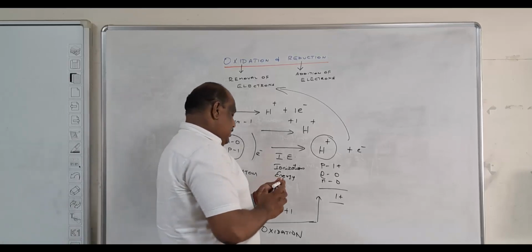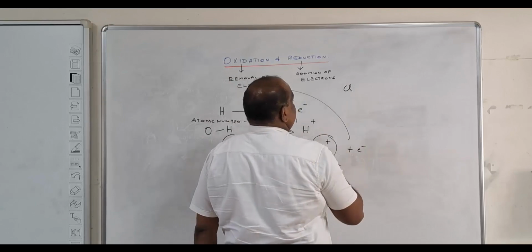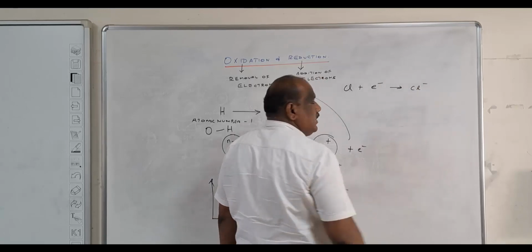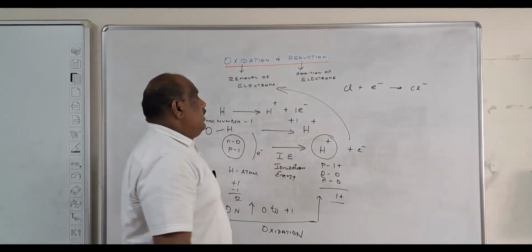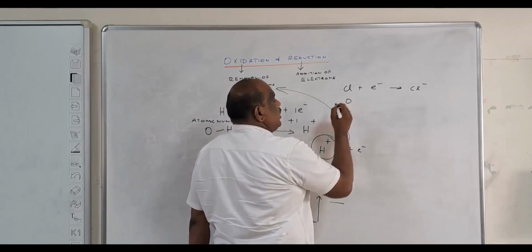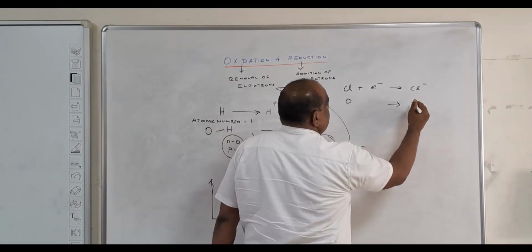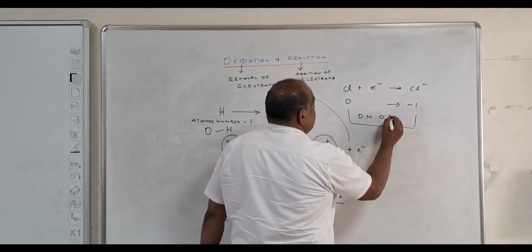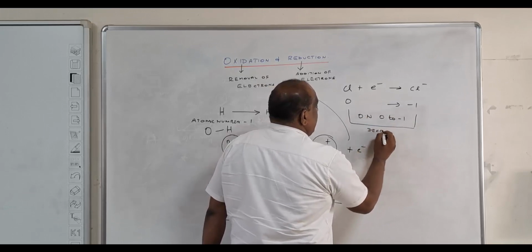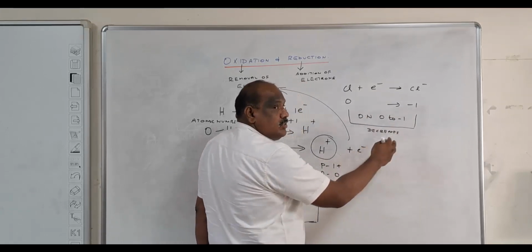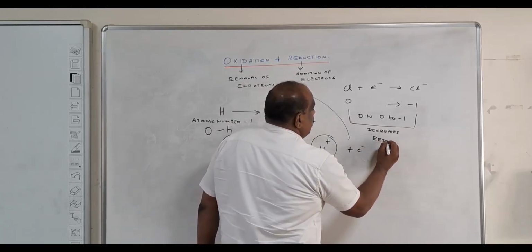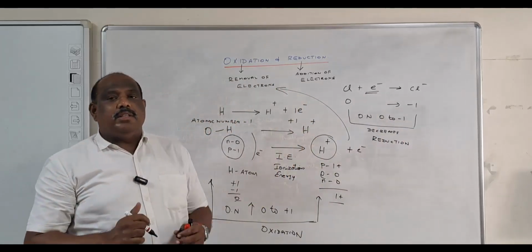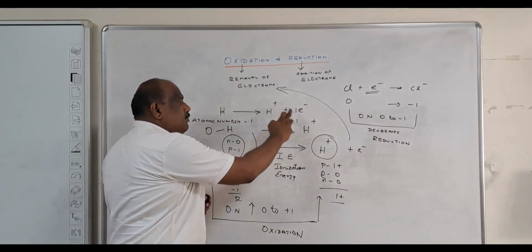On the other hand, let us take chlorine, which on absorbing an electron becomes Cl minus. I am taking this as an example. Now what is the oxidation number of this chlorine? It is 0. What about this one? It is minus 1. So what happened to the oxidation number? It decreases from 0 to minus 1. So the process is called reduction. Reduction has happened with the addition of electrons. So the addition of electrons is called reduction, and removal of electrons is called oxidation.